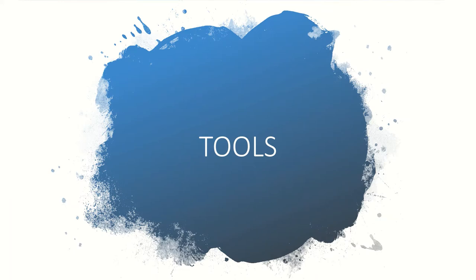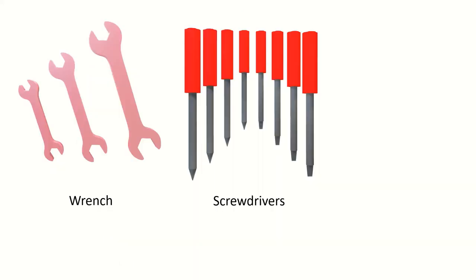So now we are looking at some major tools that we use in HVAC. Please note that we have so many tools, but we will highlight some major tools in this video. Now, one of the tools we use, we have the wrench and the screwdrivers. Of course, we have some bolts and nuts on our HVAC systems. So we use screwdrivers, we use wrench to loosen the nuts and bolts.